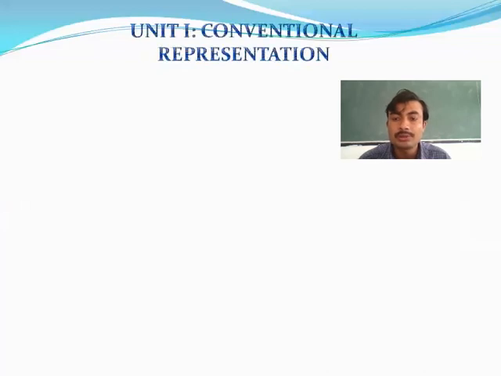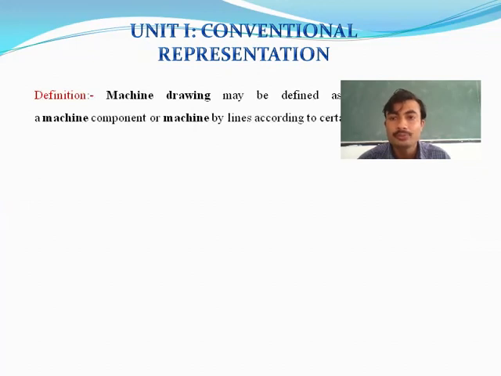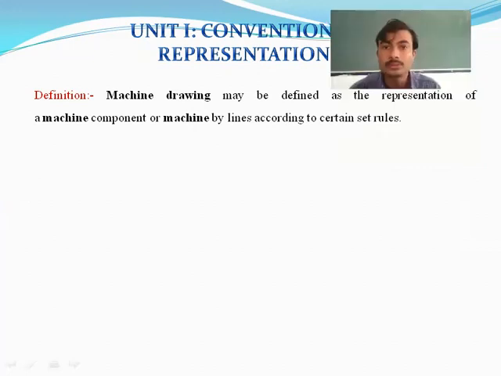Now let's know the definition of the machine drawing. The machine drawing can be defined in two definitions. Now let us discuss one by one. The first definition is machine drawing may be defined as the representation of a machine component or a machine by lines according to certain set of rules. The meaning of this one is, my dear students, whenever you want to draw anything, you have to follow certain set of rules. As per that, you have to follow.